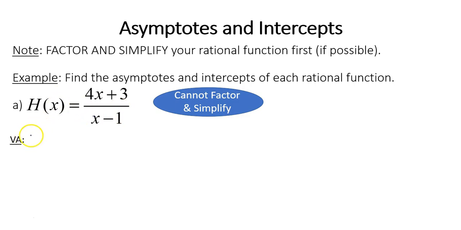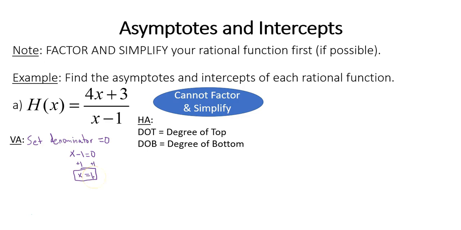Beginning with the vertical asymptote. Remember the process for finding a vertical asymptote. We will set the denominator, x minus 1, equal to 0, and solve for x. So x equals 1, the vertical line x equals 1 will be your vertical asymptote.